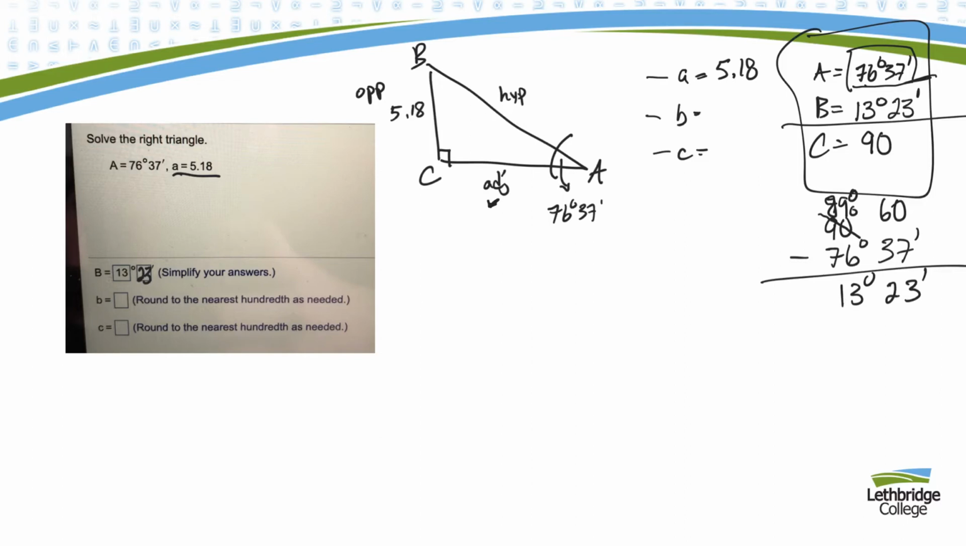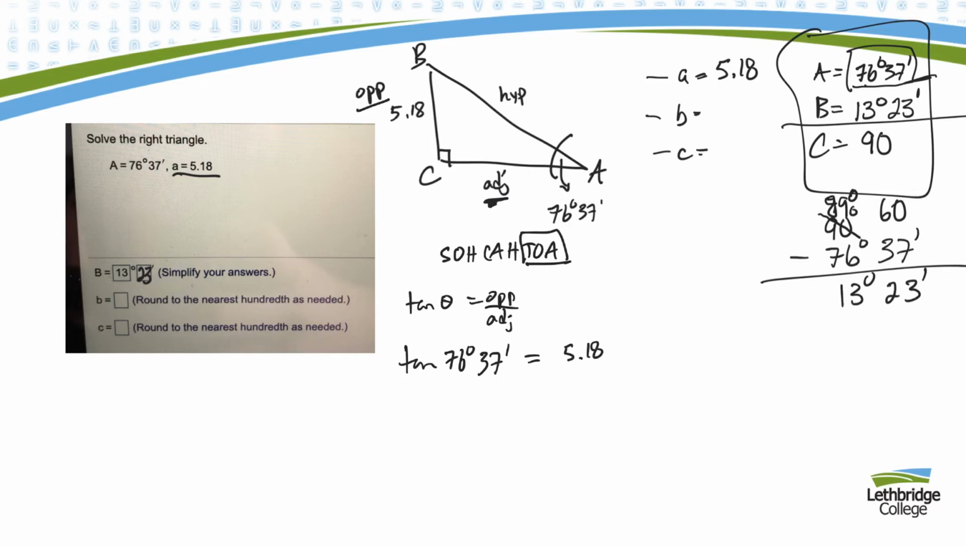So if we're looking for the adjacent, I can go to my SOHCAHTOA thing, or to my ratios, and figure out which one I need to use. I need to include the opposite side and the adjacent side. That's that one right there. So it has to be tan. So I'll use tan theta is equal to the opposite over the adjacent side. So the tangent of 76 degrees 37 minutes is equal to the opposite side, 5.18, over the adjacent side, which I don't know. This side over here I'll label as side B, and that's what I'm looking for.